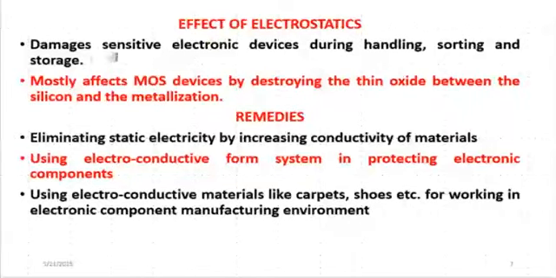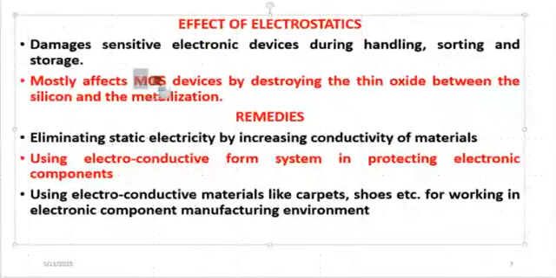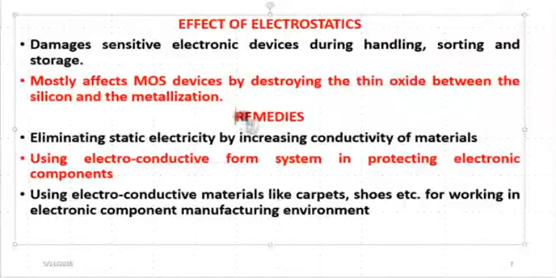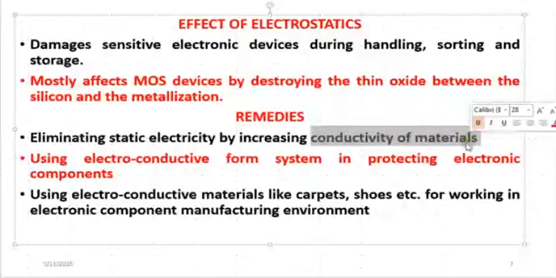So this static electricity has an effect on most metal oxide semiconductor devices. How does it destroy them? By destroying a thin layer of silicon dioxide, which is deposited between the silicon and the metallization for the contacts. So what are the remedies to these problems? Because they do happen. The first thing is to eliminate the static electricity. How? By increasing the conductivity of the materials. I told you, the materials that have the ability of producing static electric charge, they should be insulators.